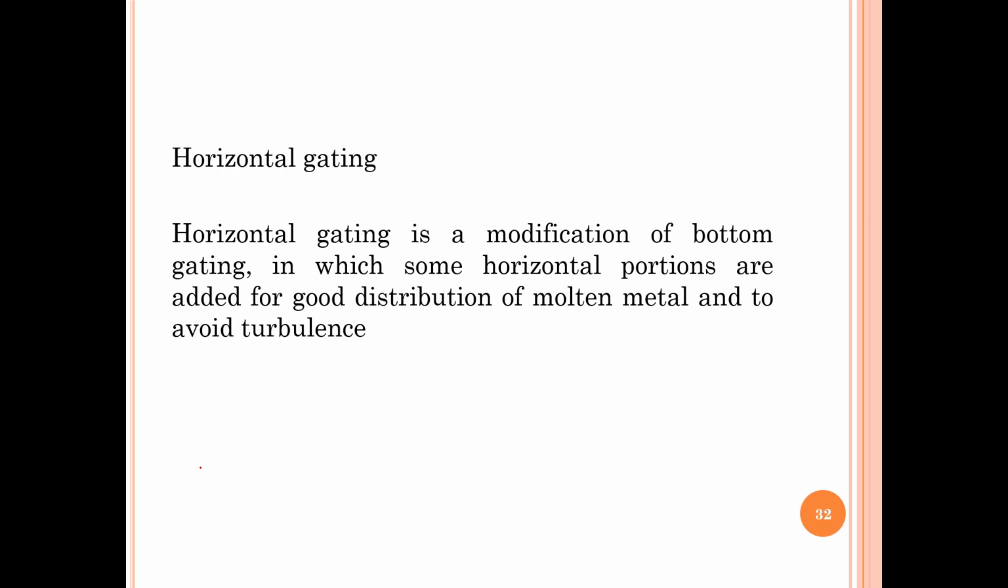Horizontal gating is a modification of bottom gating in which some horizontal portions are added for good distribution of molten metal and to avoid turbulence.